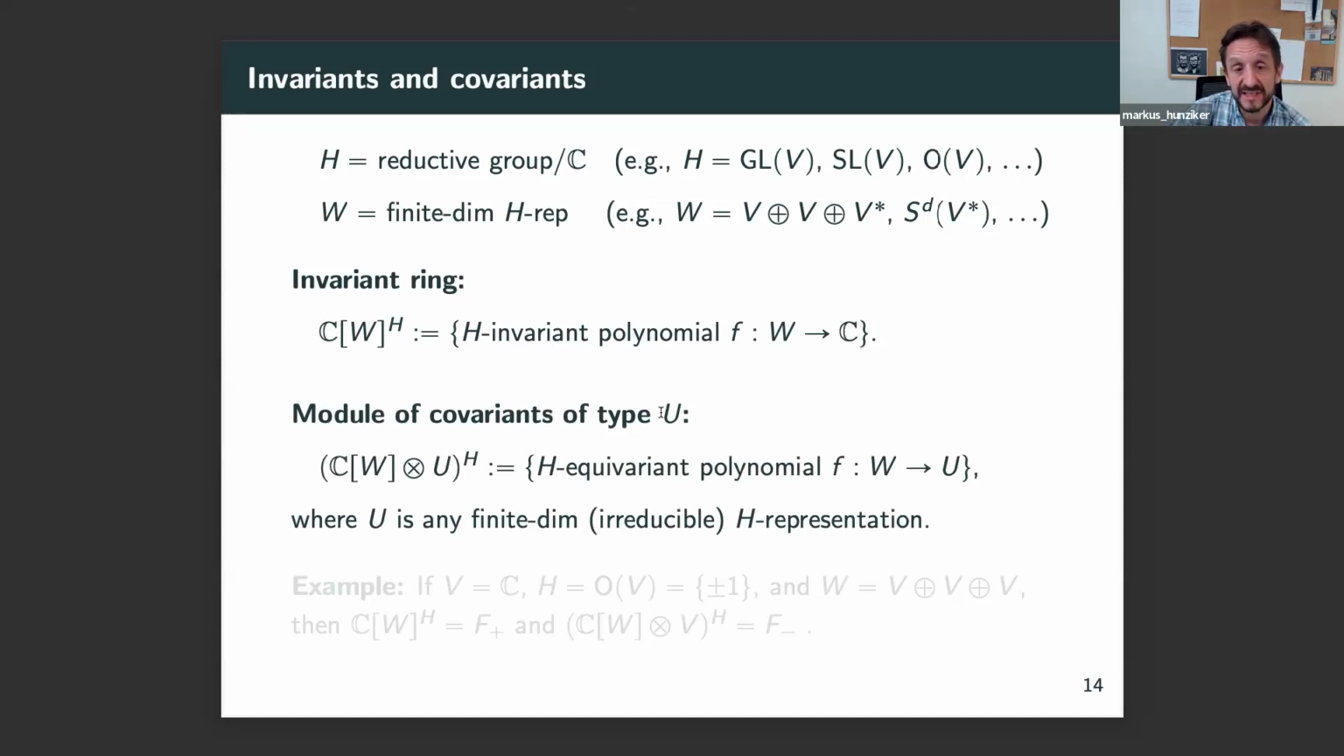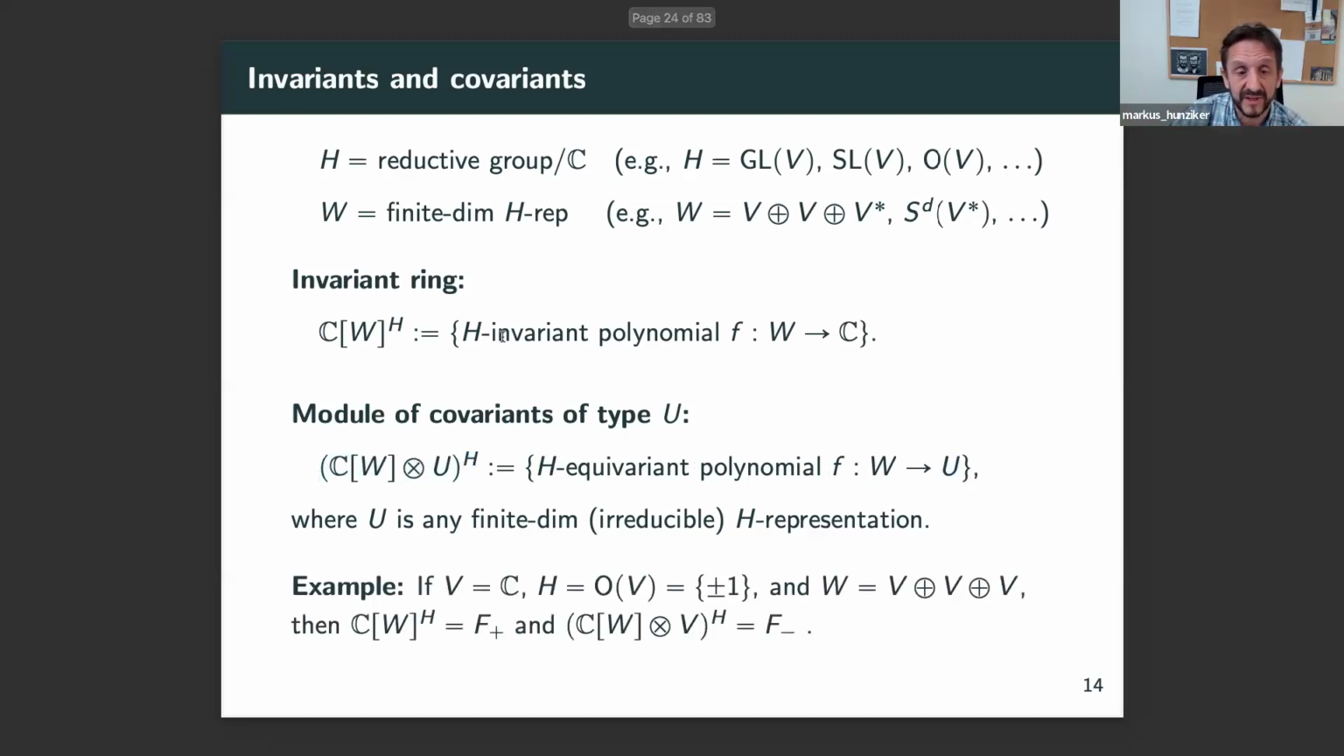So if U is any other finite dimensional, usually irreducible, representation of H, you can look at the H-equivariant polynomials. So polynomials from W to U that commute with the H action. If U is the trivial representation, then this would just be the invariant polynomials. But this thing, which I write like this, is always a module over the invariant ring.